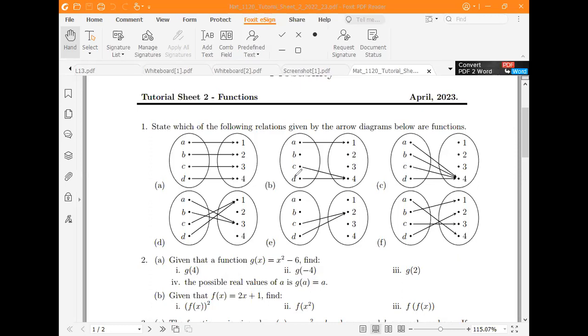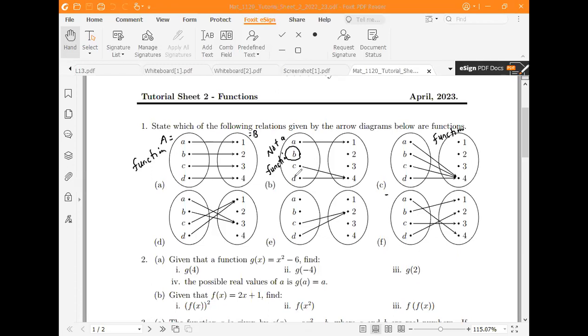D. A is mapped, B is mapped, C is mapped, and D is mapped. So how many times is A mapped? Only once. B, only once. C, only once. D, only once. So again, we have a function. We go to E. A is not mapped. B is not mapped. So not a function.